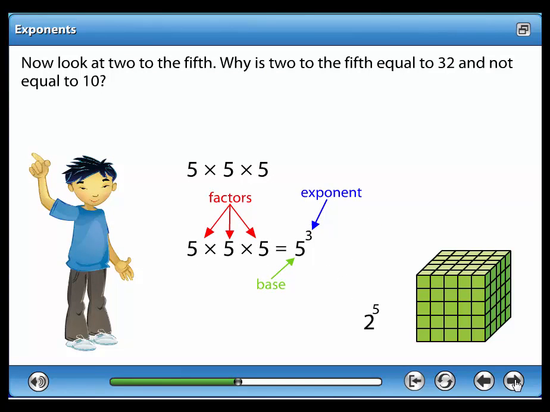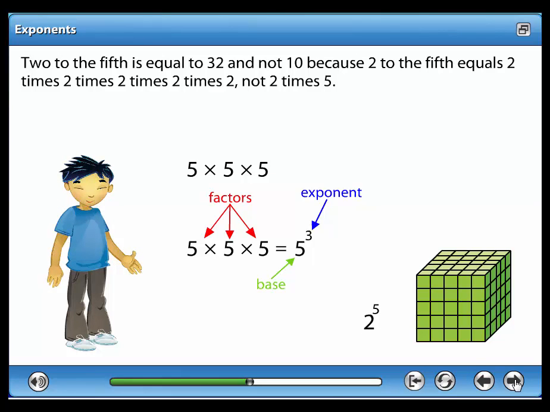Now look at 2 to the 5th. Why is 2 to the 5th equal to 32 and not equal to 10? 2 to the 5th is equal to 32 and not 10 because 2 to the 5th equals 2 times 2 times 2 times 2 times 2, not 2 times 5.